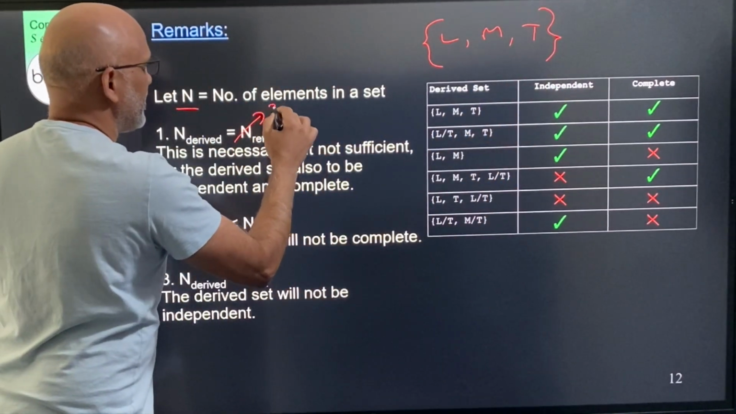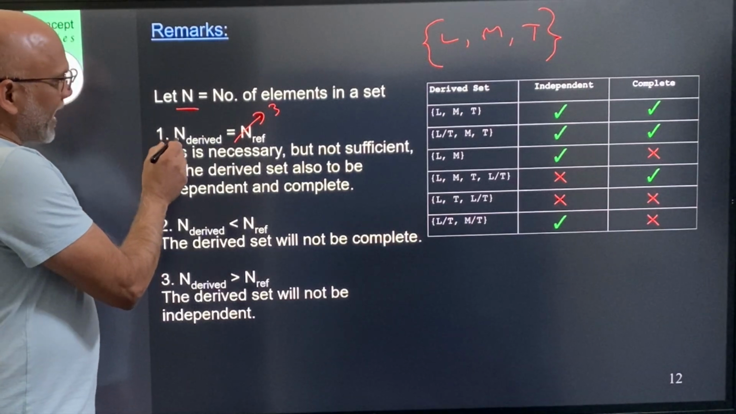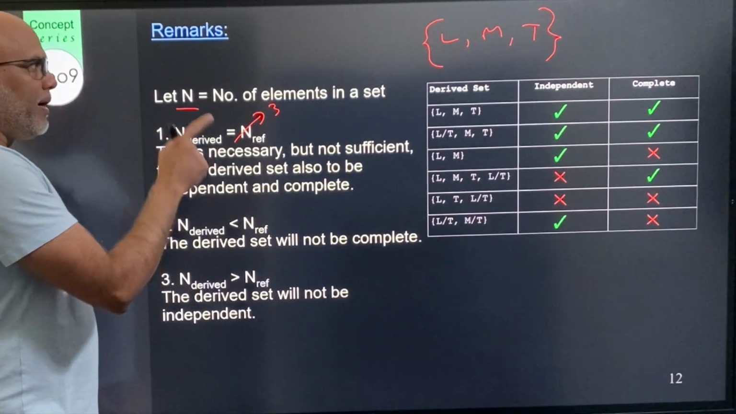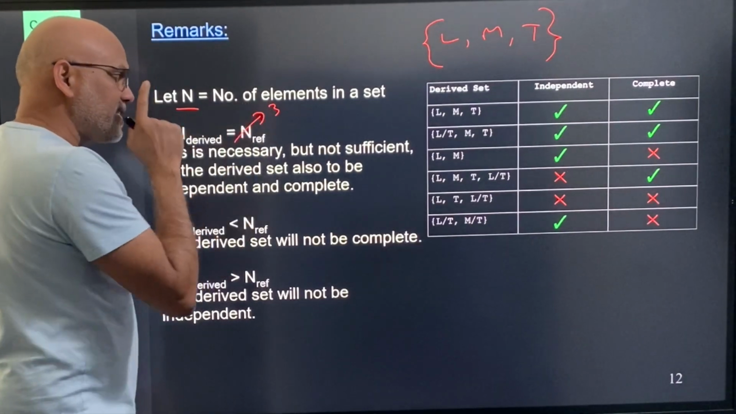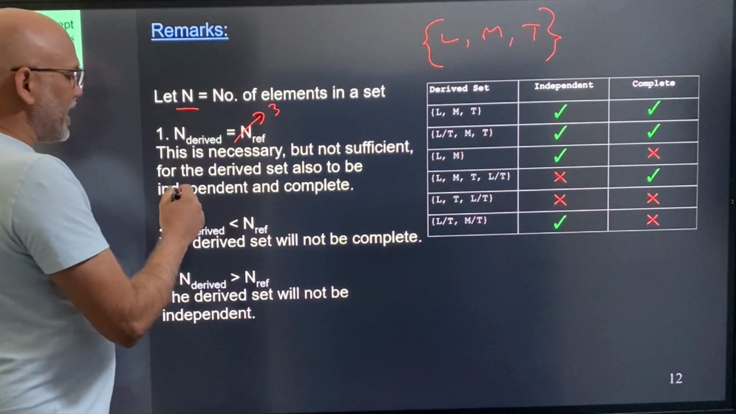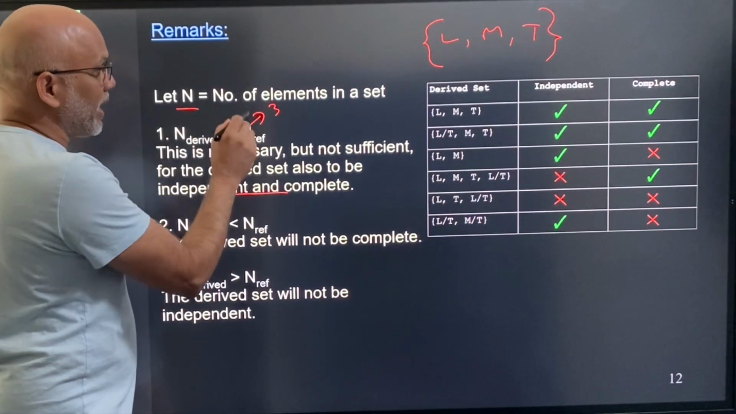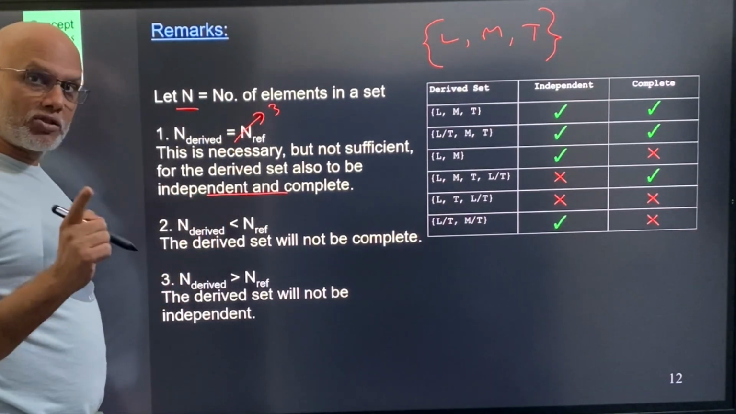So n_ref is 3. Now the first is the derived set should have that many elements. That is necessary, but it is not sufficient for the derived set also to be independent and complete. So the derived set must also have 3 elements. That is necessary. It is not sufficient though.